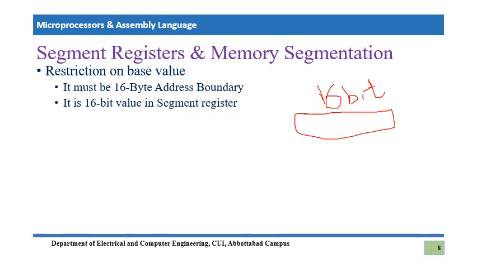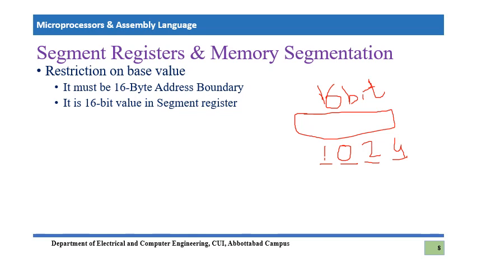16-bit long. So how many hexadecimal numbers? 1, 2, 3, 4. 4 hexadecimal symbols will be used. For example, our address is 1024, right? That is the address.